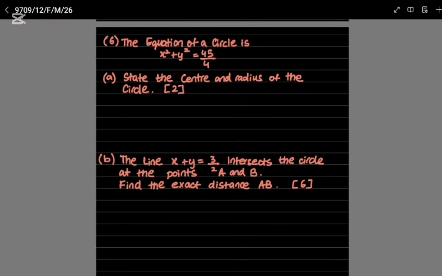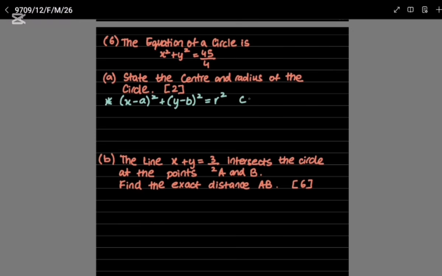6. The equation of a circle is x squared plus y squared is equal to 45 over 4. Part A, state the center and radius of the circle. Okay, so what is the equation of a circle? The general form is (x minus a) whole squared plus (y minus b) whole squared, which is equal to radius squared.